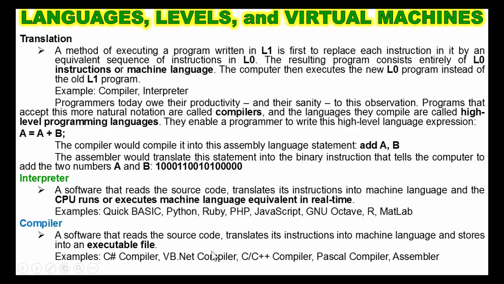On the other hand, a compiler is software that reads the source code, translates its instructions into machine language, and stores the machine language into an executable file. Some examples are C#, VB.NET, C++, Pascal, and Assembler, to name but a few.